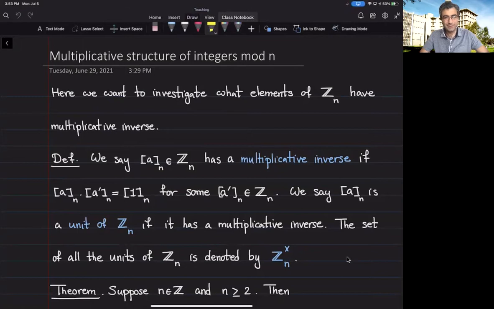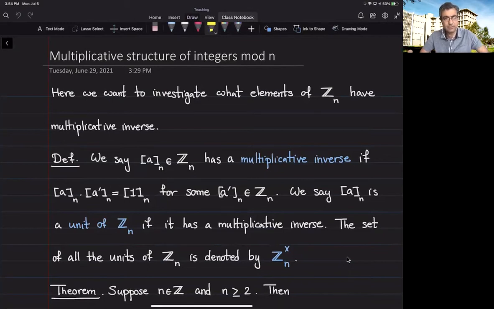Hello. In the previous lecture, we discussed Euclid's algorithm and how it can help us to compute the greatest common divisor of two integers in an effective way. We have also seen some of the basic properties of the greatest common divisor of two integers. Today, in this lecture, we are going to investigate elements of the ring of integers modulo n that have a multiplicative inverse.